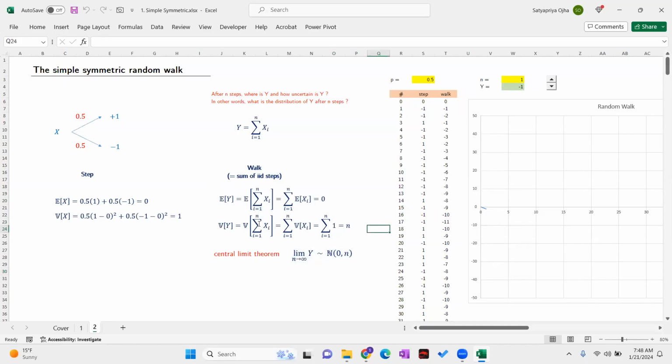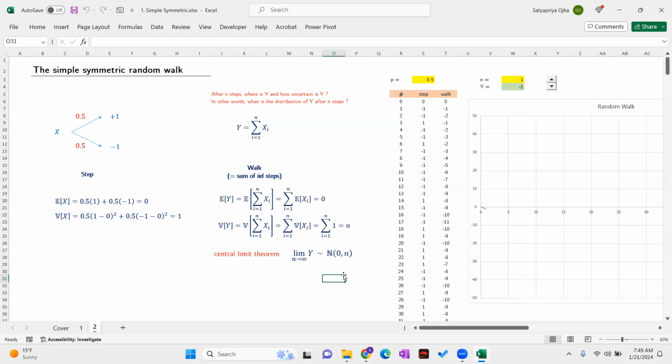If you take a sufficiently large number of steps, n tends to infinity, then magically you can impose this normal distribution. In these two equations, I have not imposed any distribution, just the expectation and variance. But if you take a large number of steps, thanks to central limit theorem, you can say that y follows normal distribution. Mean and variance you already calculated, so that remains as is. That's the theory.